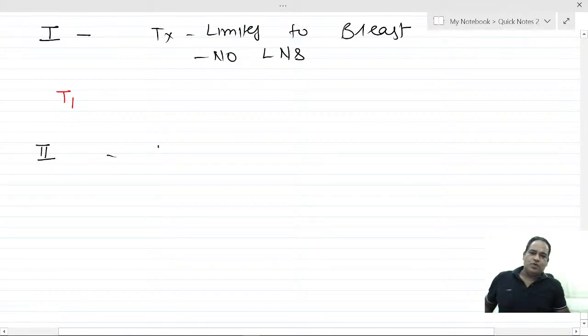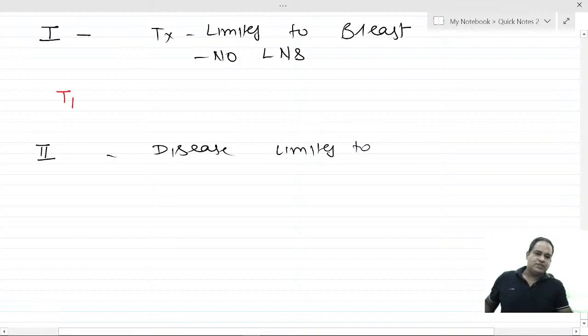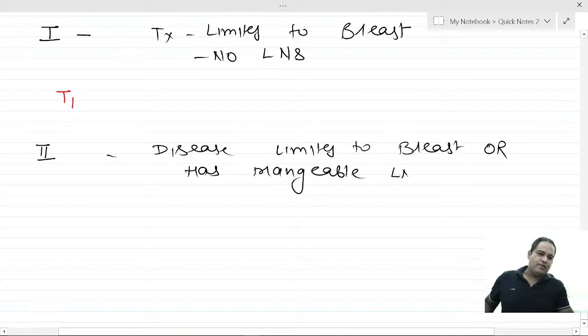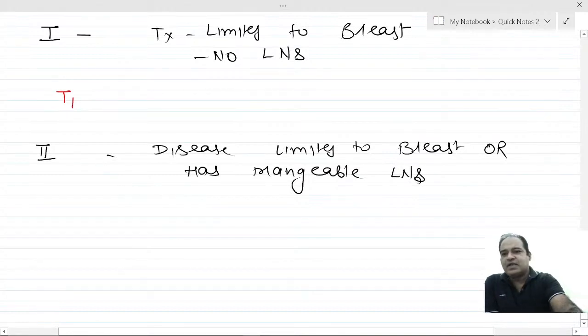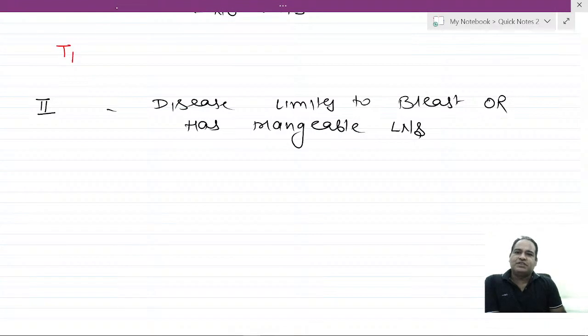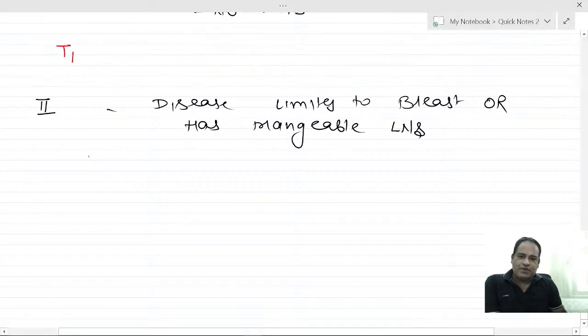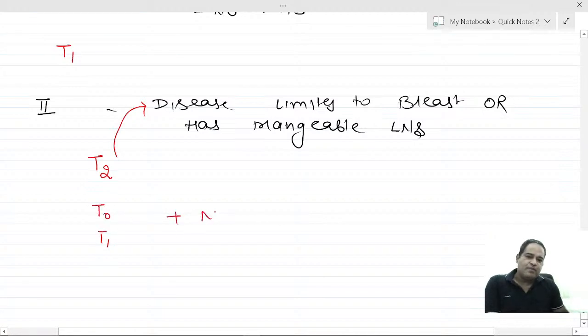Stage 2. So the disease is either limited to breast or has manageable lymph nodes. Now you see what is there. This will include T2. I told you no lymph nodes. This will include T0, T1 plus N1.